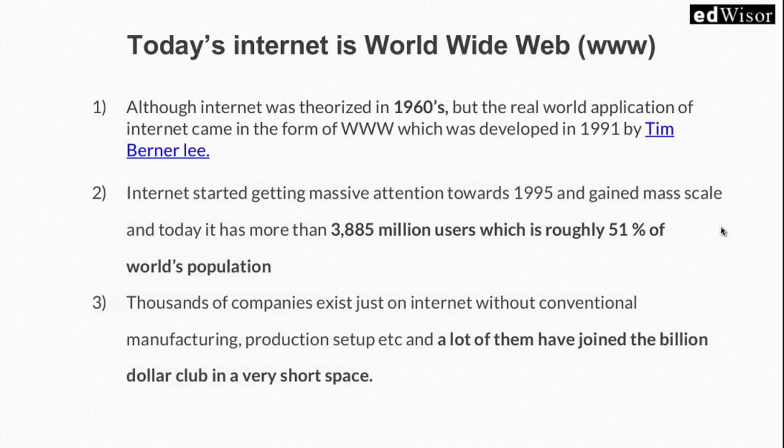As you can see, internet is not too old, near about 25-26 years old, that's it. But the real attention that it gathered was somewhere around 1995, when personal computing became more and more common, and people started buying computers in their homes. That's where it really grew. And in 2017, when this video is being recorded, there are more than 3,885 million users on internet, which is roughly 51% of the world's population.